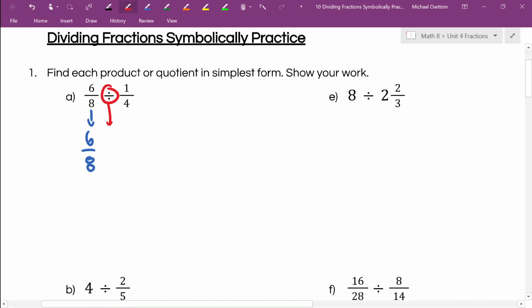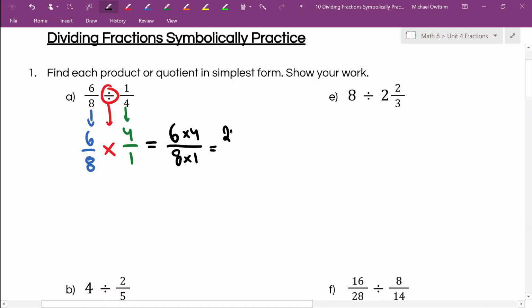The multiply part of multiply by the reciprocal means change divide to multiply. And the reciprocal means our fraction flipped. So 1 was on the top, it'll now be on the bottom. And 4 was on the bottom, it's going to flip to the top. After we've rewritten the question in this way, we can follow our normal multiplication steps, which would be to multiply the top by the top and the bottom by the bottom.